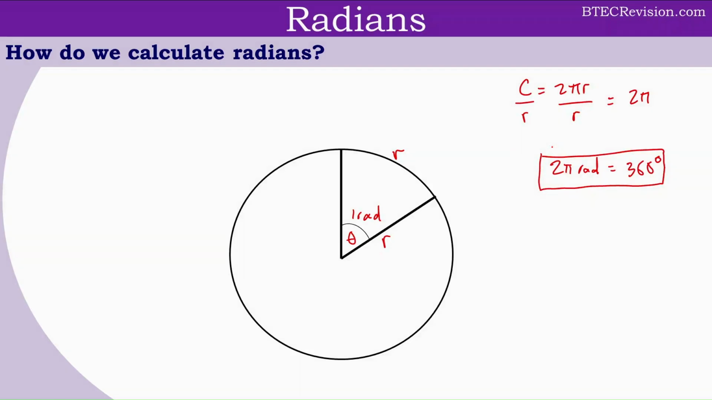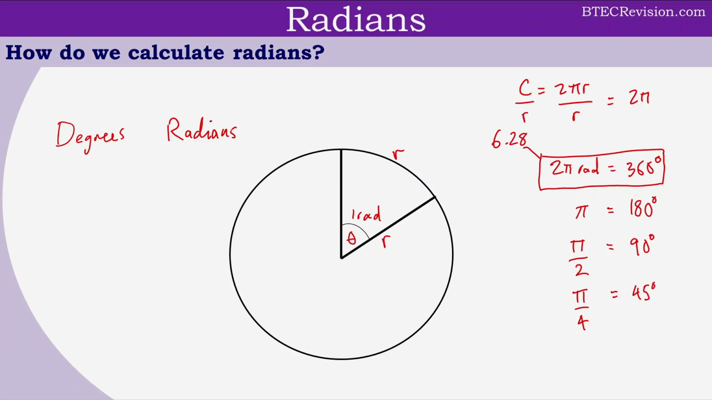There are common angles that you need to be aware of. So we know that 360 degrees is 2 pi radians, so we can divide by 2 and we can work out 180 degrees. That's going to be equal to pi radians. And then we can divide by 2 again. That means 90 degrees is equal to pi over 2 radians. And then dividing by 2 again, we have 45 degrees is equal to pi over 4 radians. 2 pi is approximately 6.28 because 2 times 3.14 is 6.28.